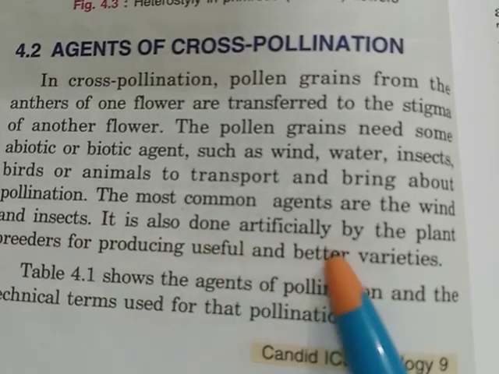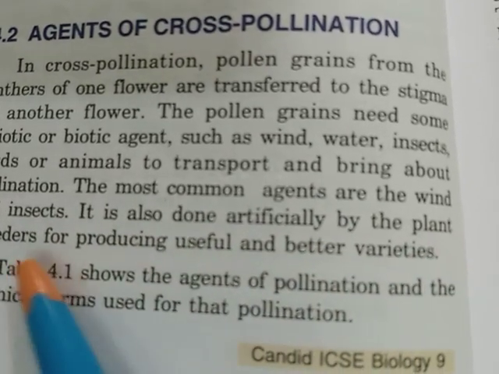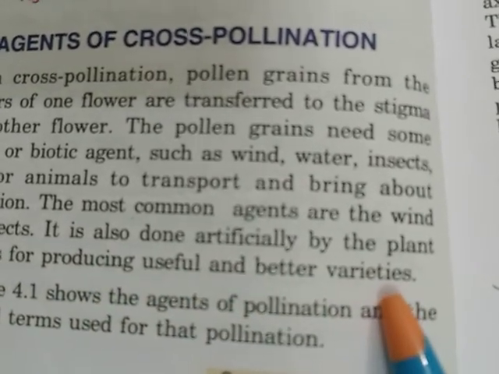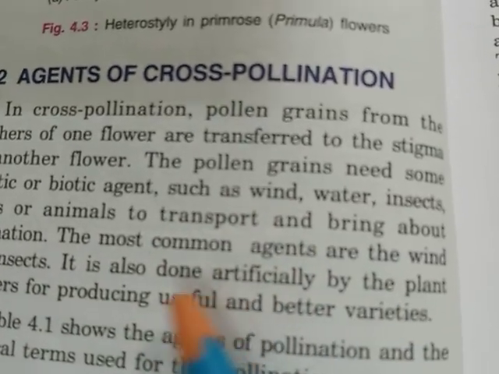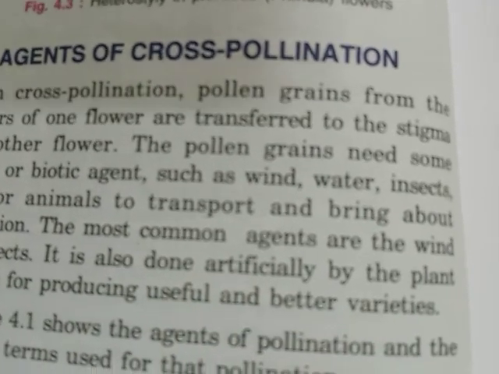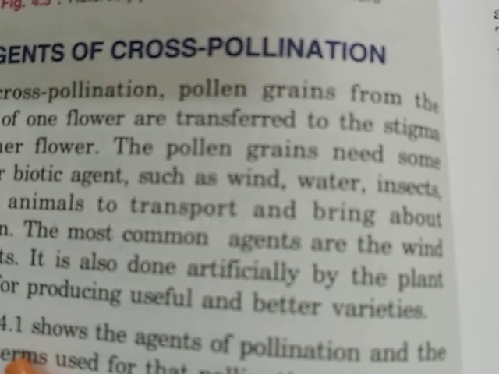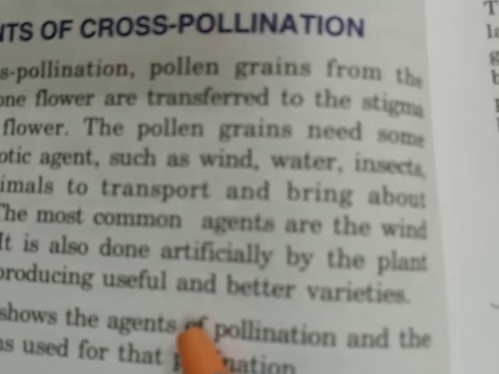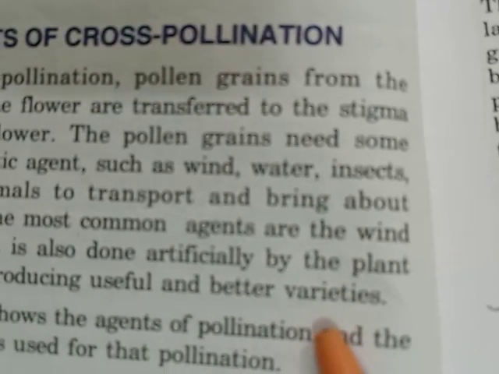It is also done artificially by the plant breeders for producing useful and better varieties. This cross pollination is brought about artificially by the plant breeders, or we can call them the farmers, for producing useful and better varieties.